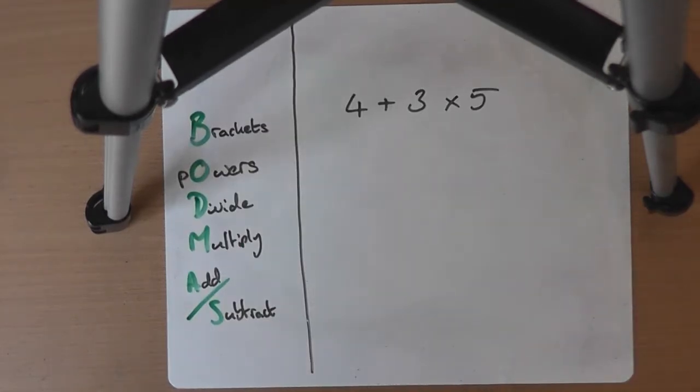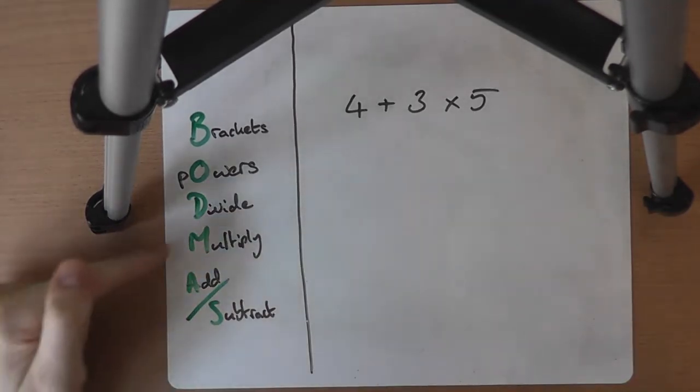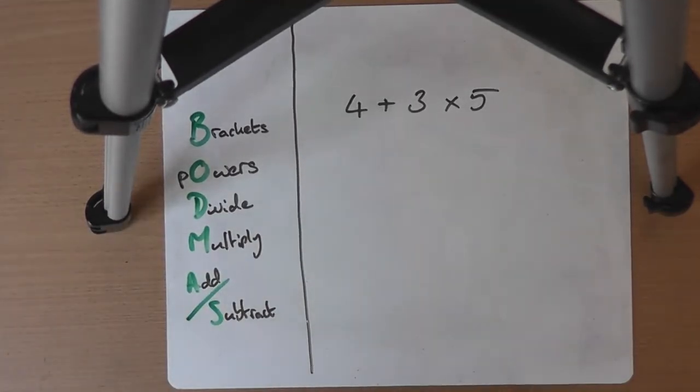So now we've got our order, we'll have a look at this question again. 4 plus 3 times 5. First thing we check for, are there any brackets? Well, no there aren't, so that's okay. We can skip to the next one. O for powers. There aren't any powers in here or any roots, so we can skip to the next one. There aren't any divides either. But there is a multiply. Multiply is the first thing on this list that we've actually got in our question, so that's the one we're going to do first.